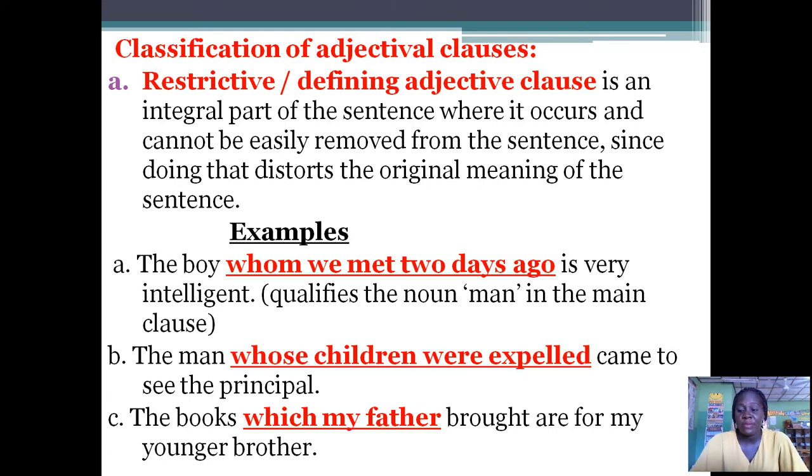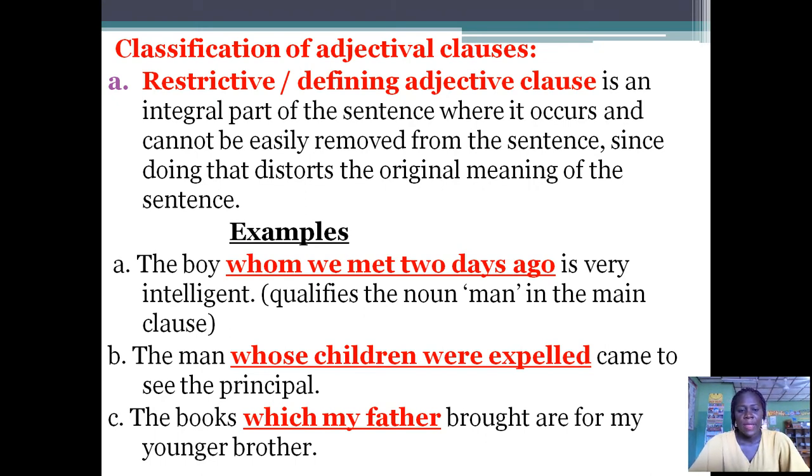If you remove it from the sentence, automatically it will change the meaning of the sentence. So it is a part of the sentence. Example, we have the boy whom we met 2 days ago is very intelligent. The boy whom we met 2 days ago is very intelligent. Now, this whom we met 2 days ago is the adjectival clause, and it qualifies the noun, the boy.